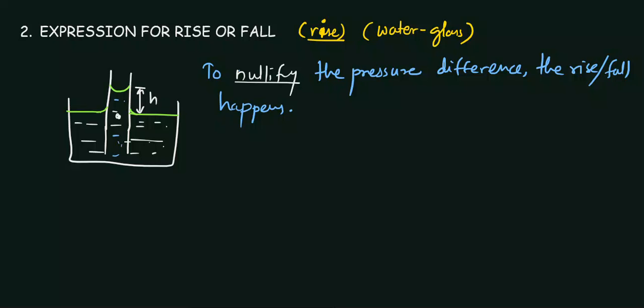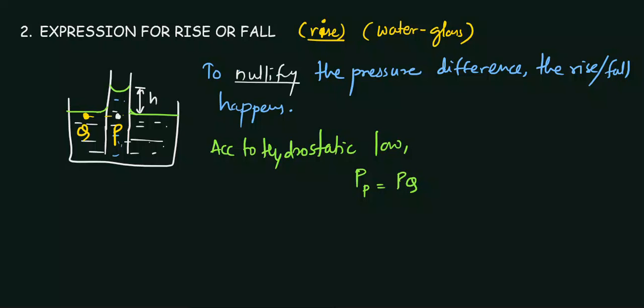Let's say this point is called P, and at the same horizontal level I am putting a point that is Q, and we know according to the hydrostatic law that pressure at P point should be equal to pressure at Q point, isn't it? Pressure at P point is equal to pressure at Q point. If you see pressure at Q point, it is equal to atmospheric pressure. So P naught is nothing but atmospheric pressure.